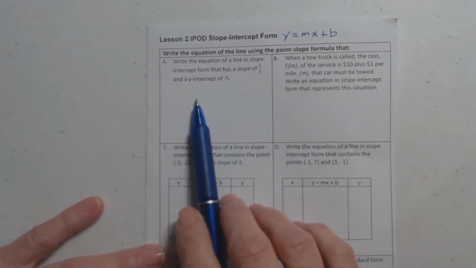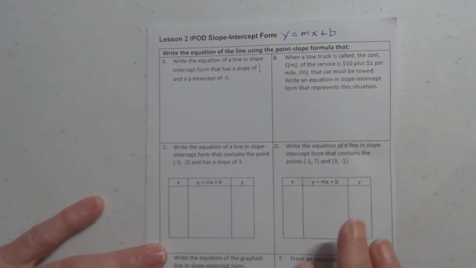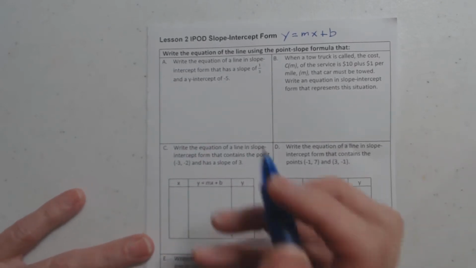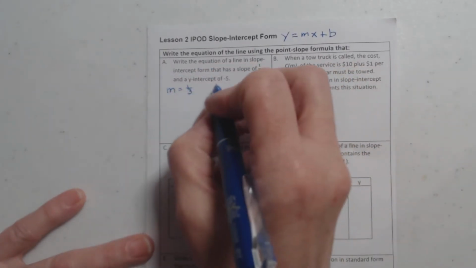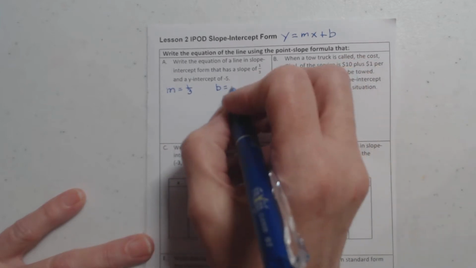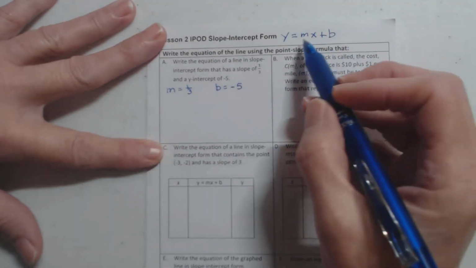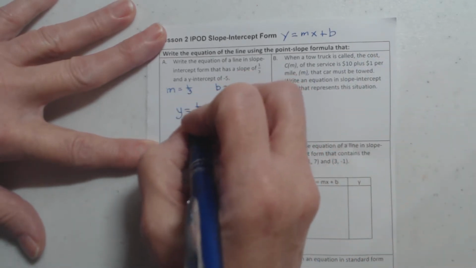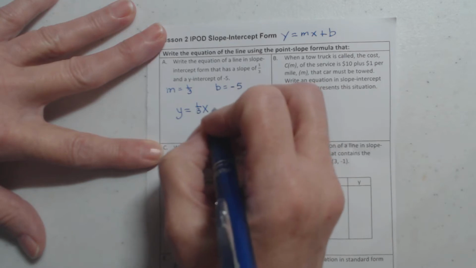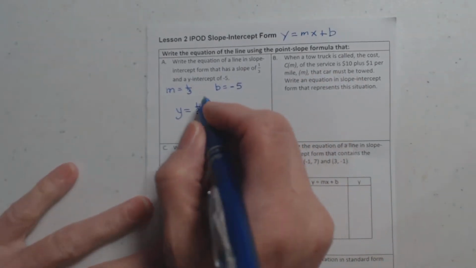It says to write the equation of a line in slope-intercept form that has a slope of 1/3 and a y-intercept of -5. So we identify our slope as 1/3. We identify our y-intercept as -5, and then we just substitute these values into our form. So y equals the slope times x minus 5, the y-intercept.